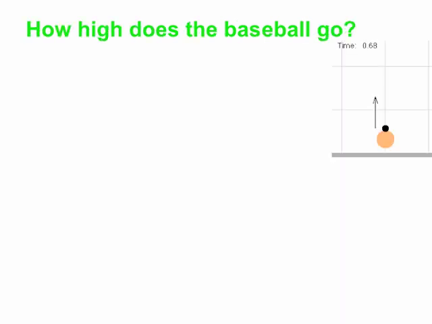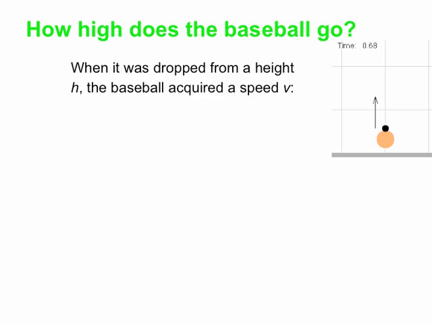Okay. So now we want to know how high this baseball goes. Remember it came down from a height h and acquired a speed v. Now, at ground level, basically, it's got a speed of 2v directed up. So clearly it's going to go higher than it started from. But how much higher? Remember we did an energy analysis to relate h to v. We said mgh is 1/2 mv squared.